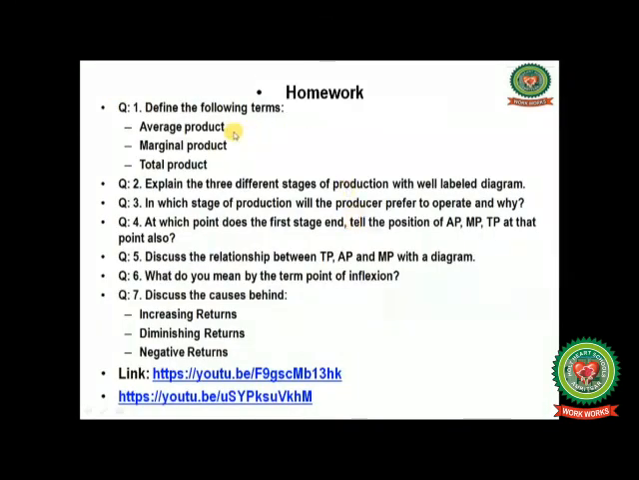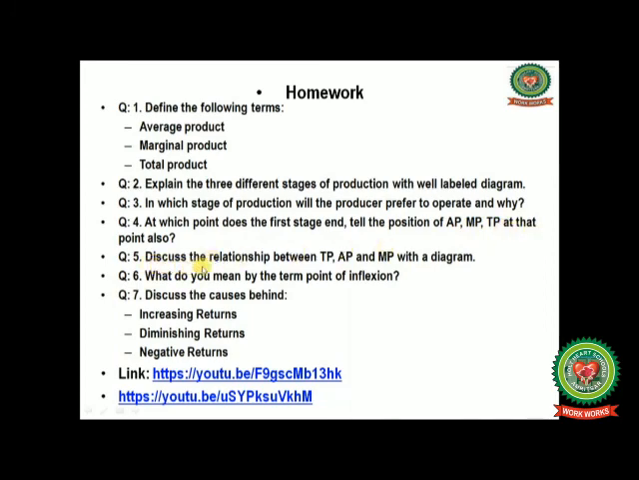Now it's time to note down the homework. Our first question is: define the following terms: average product, marginal product and total product. Second question: explain the three different stages of production with a well-labeled diagram. Question number 3: in which stage of production will the producer prefer to operate and why? Question number 4: at which point does the first stage end? Tell the position of average product, marginal product and total product at that point also.